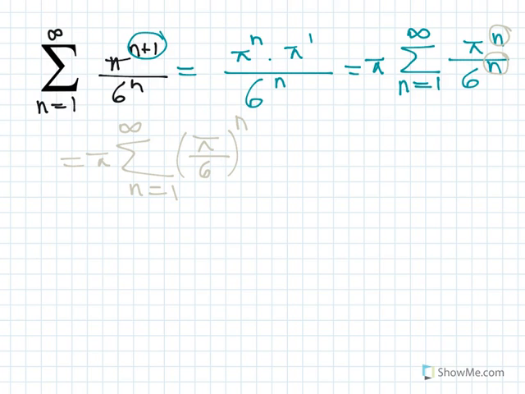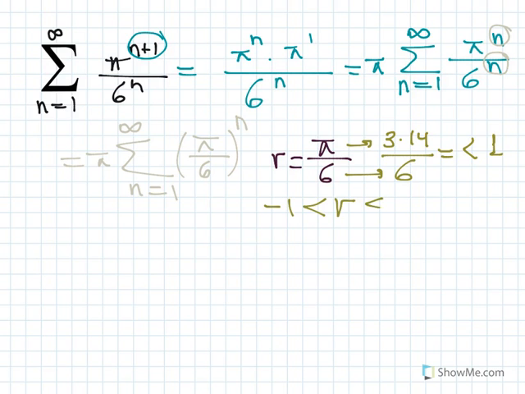Alright, so next, you know that pi over 6 is your r, and you need to know if this is between -1 and 1. Well, obviously, pi is almost 3.14, and when you divide this by 6, you get something less than 1. So r is in the range from -1 to 1. So it converges, this one converges. We just need to find what the sum is.